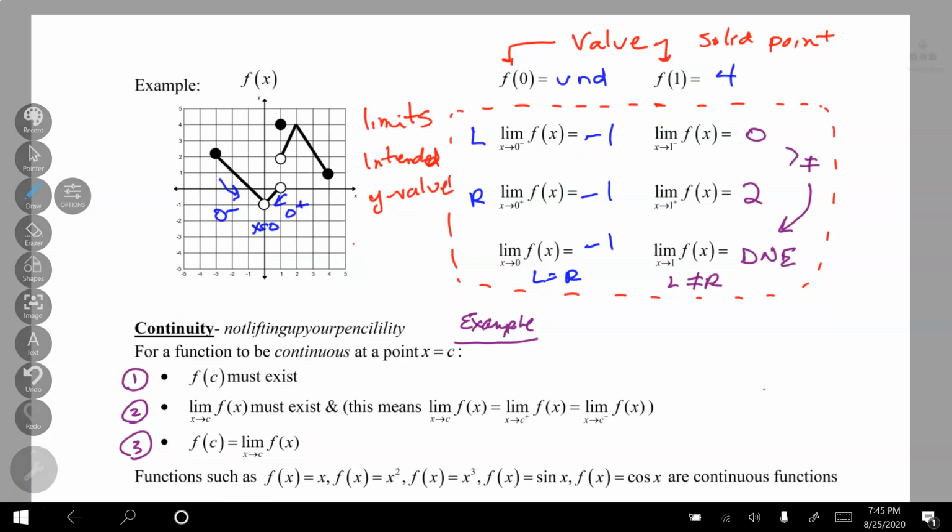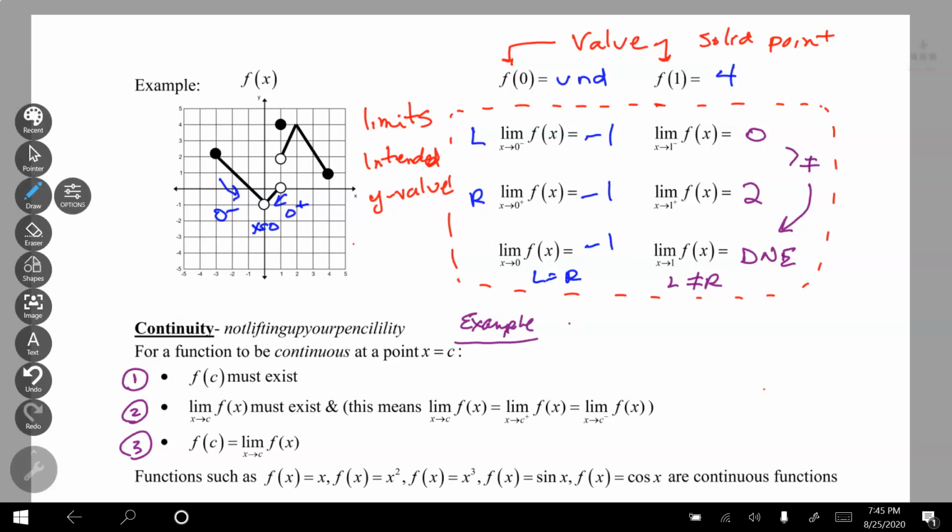Okay, the next part is looking at continuity. What makes something continuous? Well, you could tell this graph is not a continuous graph. It has breaks in it for sure. But there are points where it is continuous. So the whole idea of continuity is this funny word, not lifting up your pencilability. But you have 3 conditions. 1, the value must exist at that x value. 2, the limit must exist at that x value. And 3, part 1 and part 2, the value and the limit, are equal to each other.